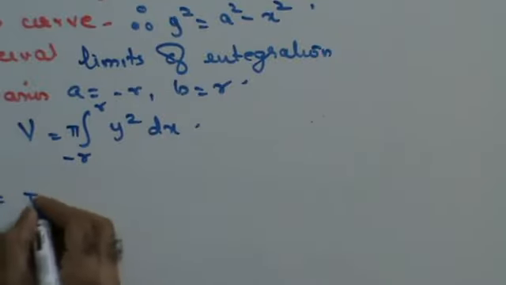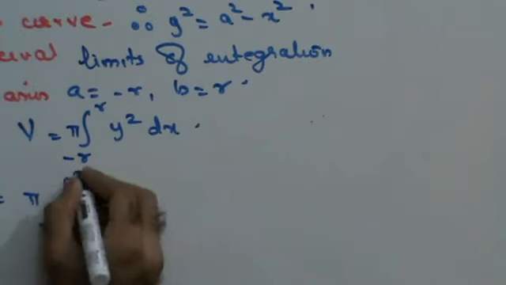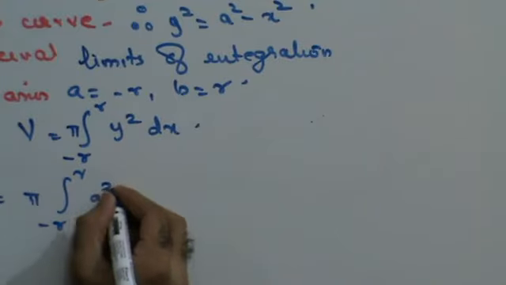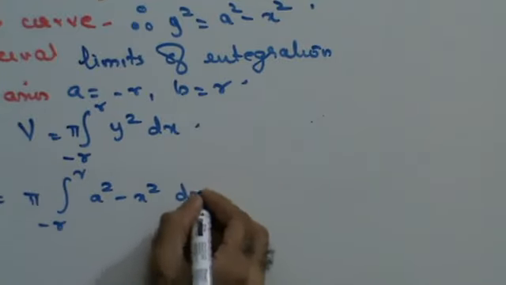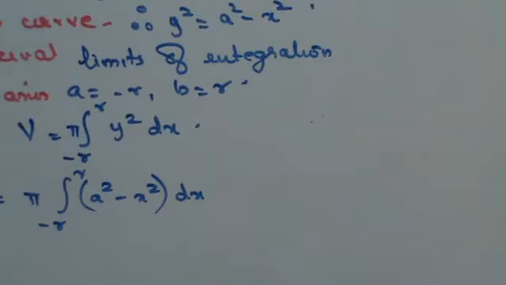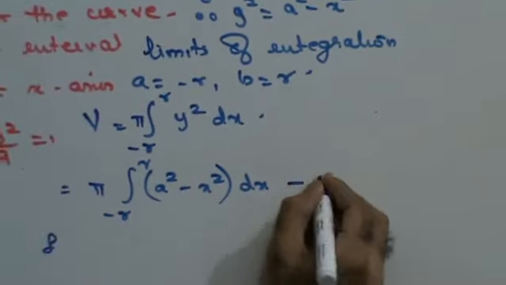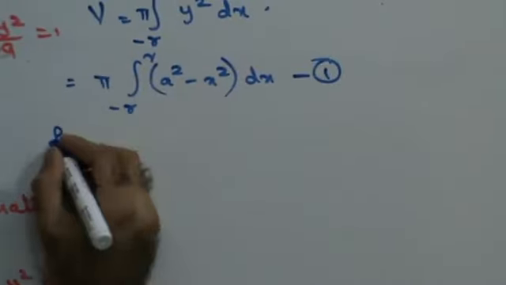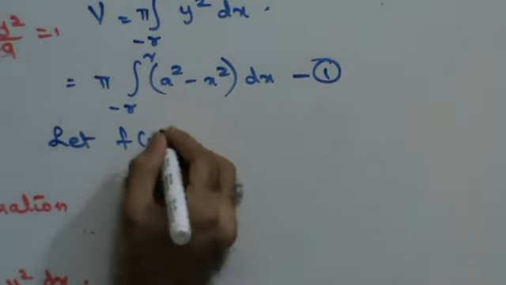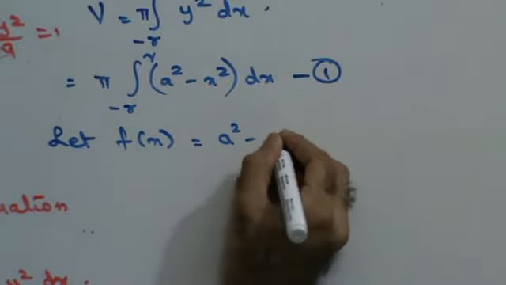So in that case, I can say pi times from minus r to r, y square, which we found out is nothing but a square minus x square, with respect to x, right? Now, let's call this equation 1 and leave this here. Let us assume f of x is equal to a square minus x square.